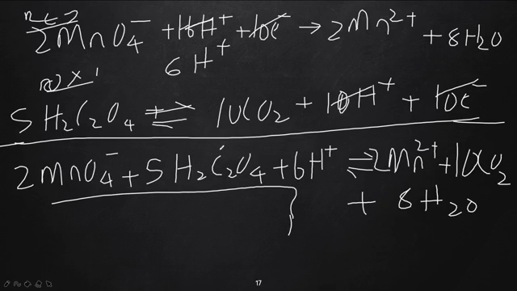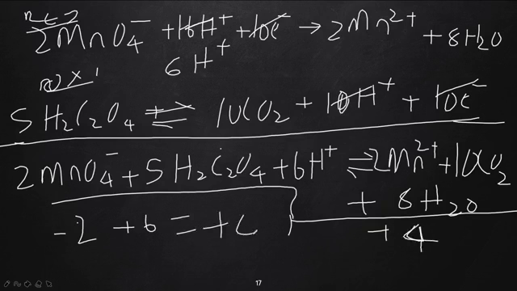We have a resultant charge of minus 2 plus 6 on the left hand side, and on the right hand side we have a resultant charge of plus 4 also. Let me just break this down. Minus 2 plus 6 is also going to give us plus 4. So we have a resultant charge of plus 4 on the left hand side and plus 4 on the right hand side. So this equation also is balanced.